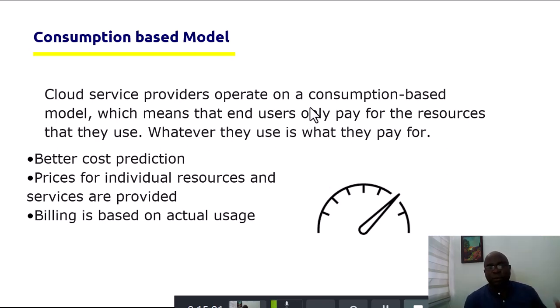So the cloud service provider operates on a consumption-based model, which means that the end users only pay for the resources that they use. Whatever they need is what they pay for. This makes cost more predictable, and individual resources get priced, and billing is based on their usage.